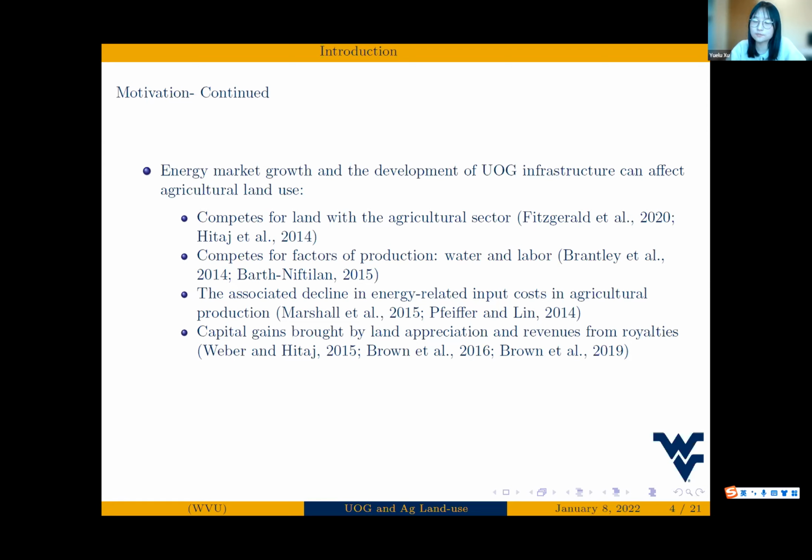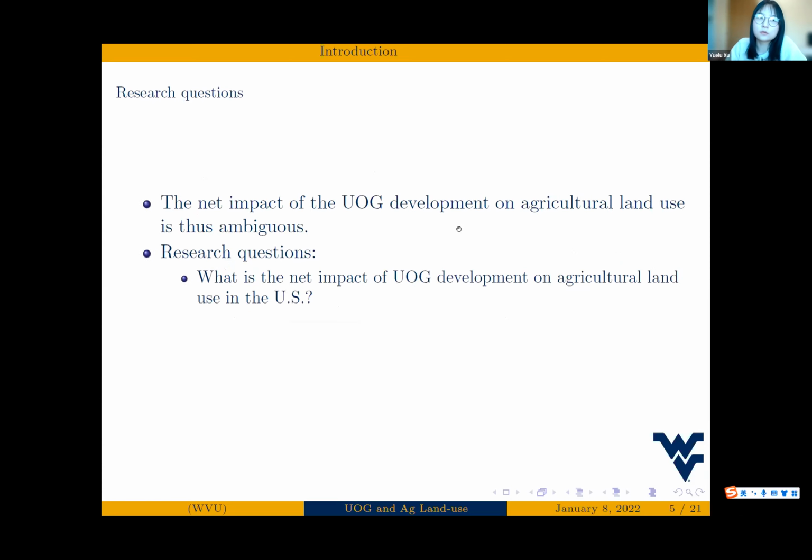Third, increased oil and gas supply and its associated decline in energy-related import prices in agricultural production could encourage expansion in crop acreage. And fourth, the UOG development generates capital gains, including land appreciation and the revenues from royalties. Capital gains, on one hand, may be used to invest in machinery, upgrade technology, or obtain land to expand crop acreage. On the other hand, this windfall income may encourage earlier retirement of farmers. So overall, the net impact of UOG development on agricultural land use is ambiguous.